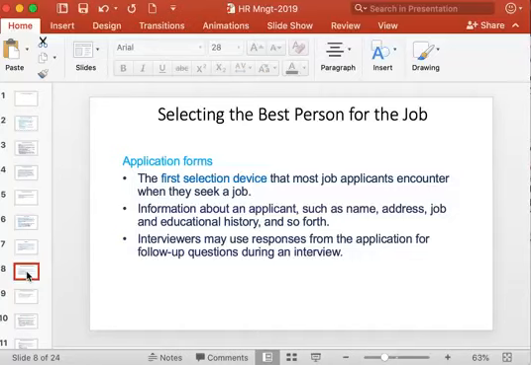Application form is one tool for selecting a person for the job. This is the first selection device that most job applicants encounter when they seek a job, and this is used to provide information about an applicant such as name, address, job, educational history, and so on.